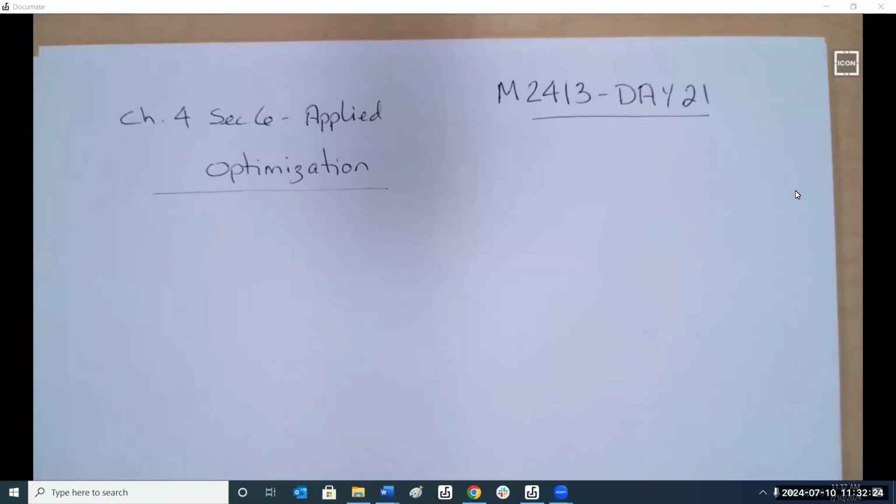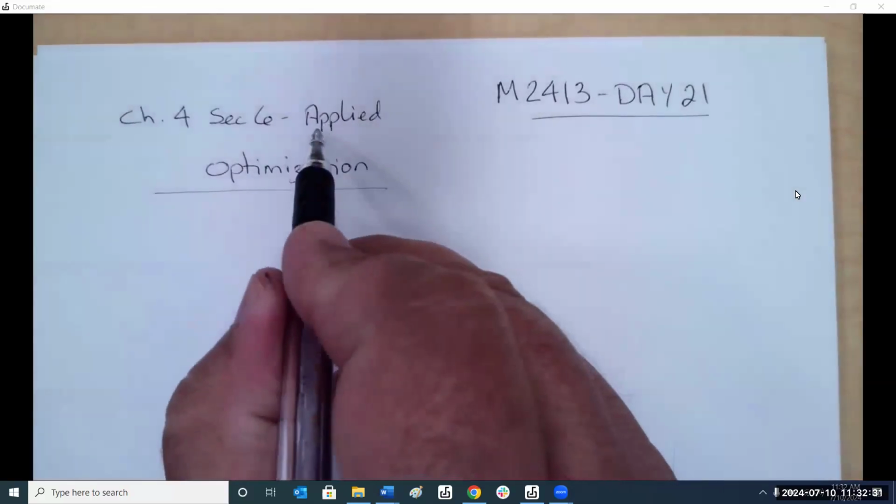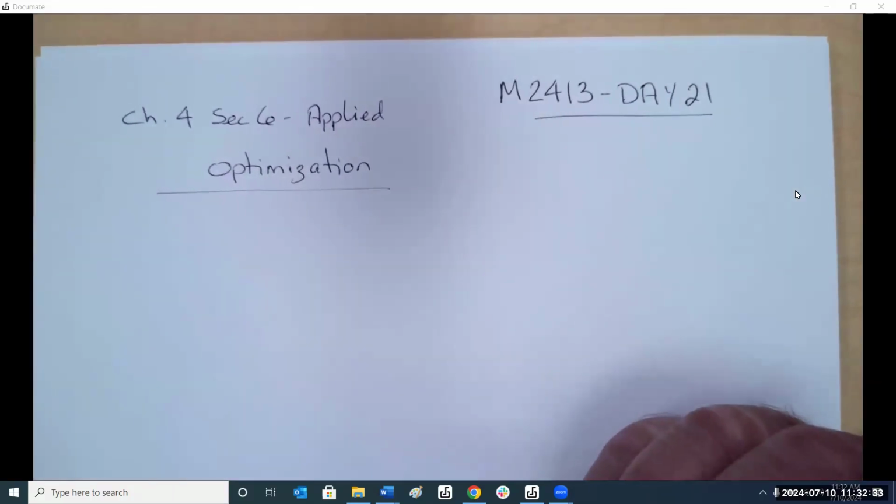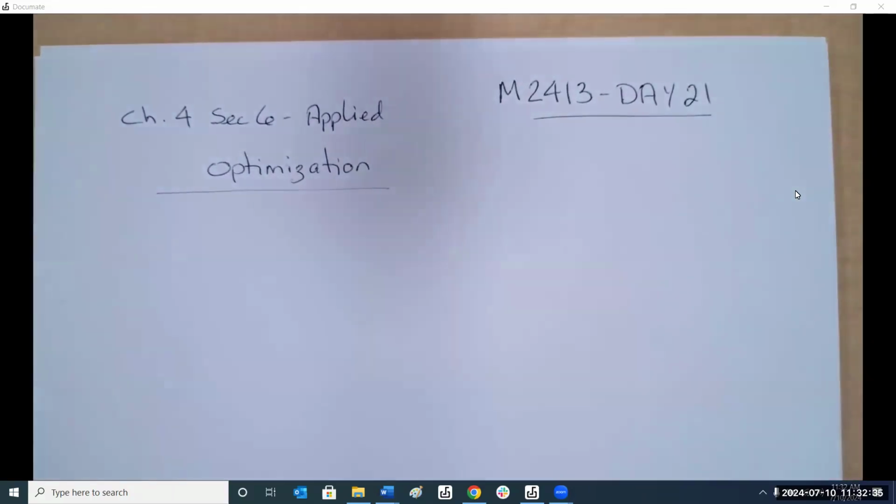All right, everybody. So today we're going to do applied optimization. What that means, okay, first off, applied means using something. What is optimization? The most efficient. Yes, you can say that.